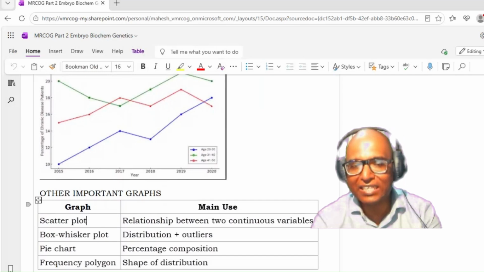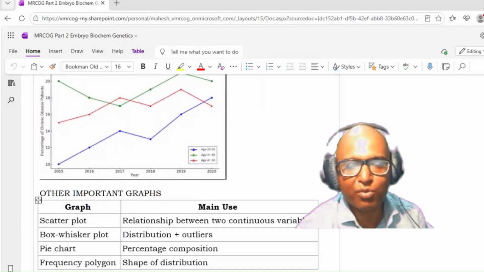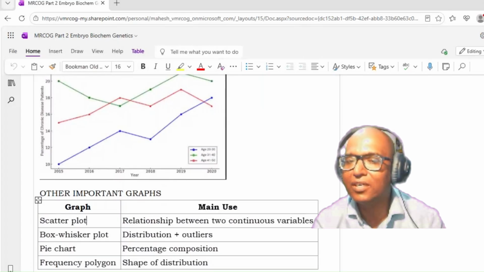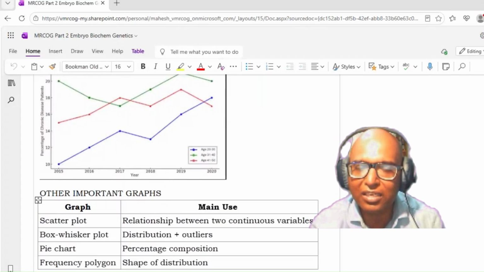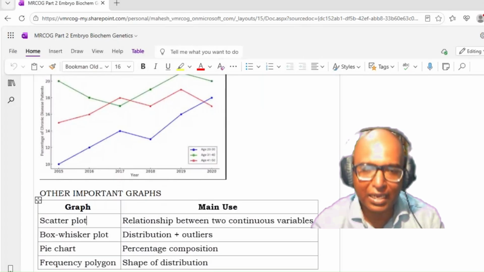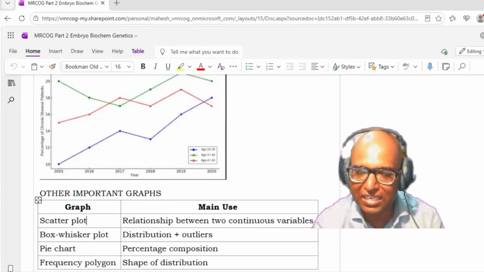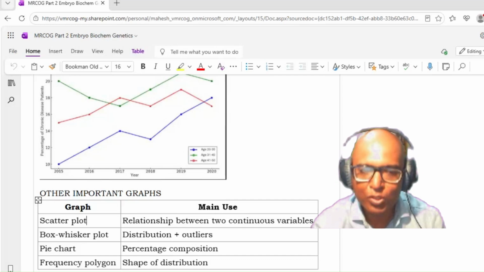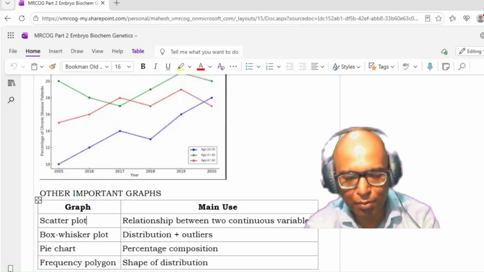Scatter plot is mainly for the relationship between two continuous variables. When we want to discuss two variables which are continuous in nature, then you can use a scatter plot. Then you have a box whiskers plot, that is for the distribution and the outliers. The next is a pie chart, that is important for percentage composition. There are different categories, each having different percentages, so a pie chart is useful. Then you have a frequency polygon, that is for the shape of distribution.